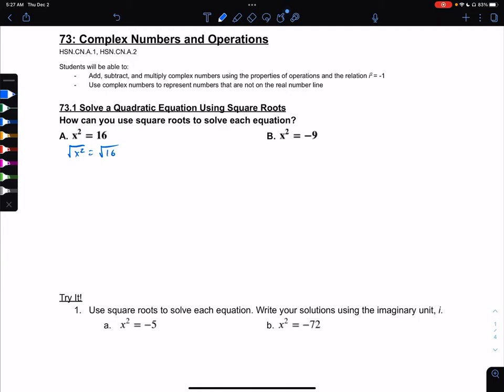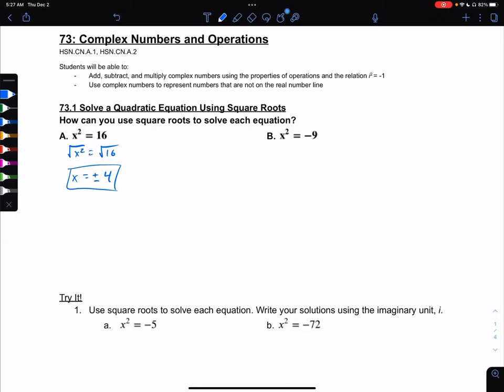So on the left side, the square root of x squared would just be x. And then the square root of 16 we know is 4. Except we have to make sure that we take the positive and the negative roots of that 4. All right, so there's two solutions. It would be positive 4 and negative 4. Make sure you're writing both solutions when solving that equation.